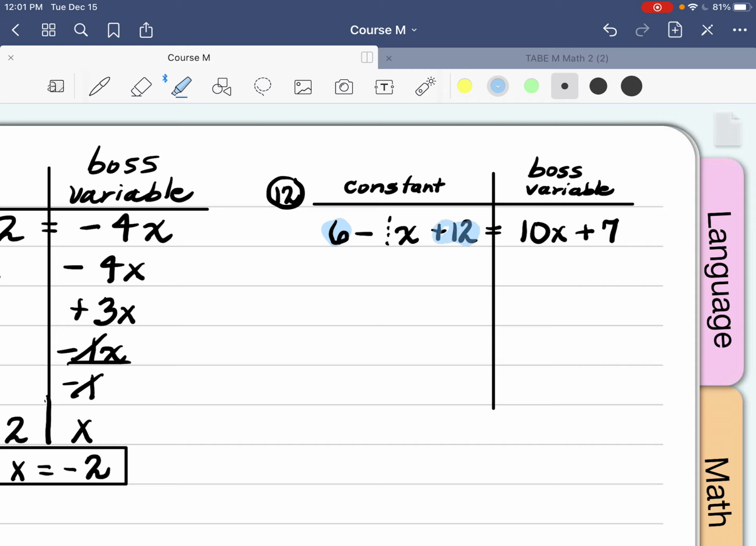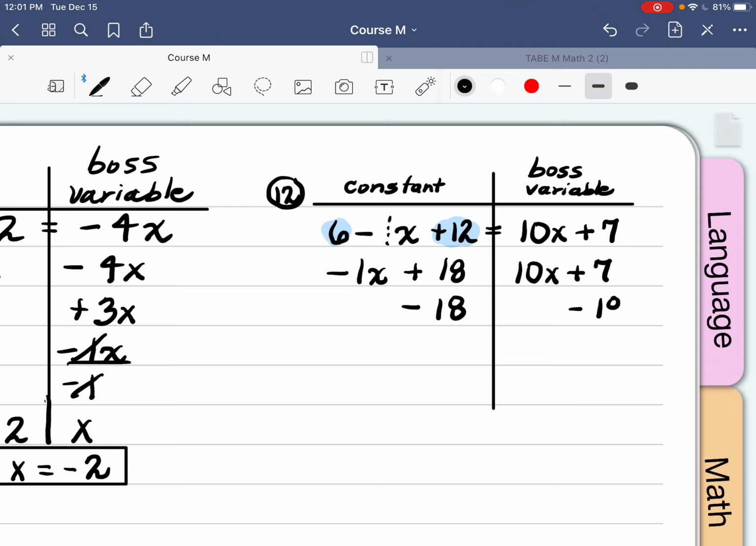We have 6 plus 12. That's going to give us an 18. So we have negative 1x plus 18 equals 10x plus 7. And I'm going to go ahead and move that 18. And I'm not doing it right. I'm sorry. I'm moving the wrong thing. I need to move the 7. Negative 7, negative 7. Because we want variables on this side over here, the right side.